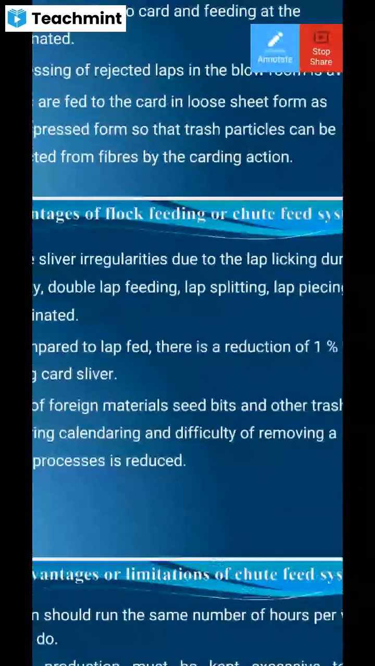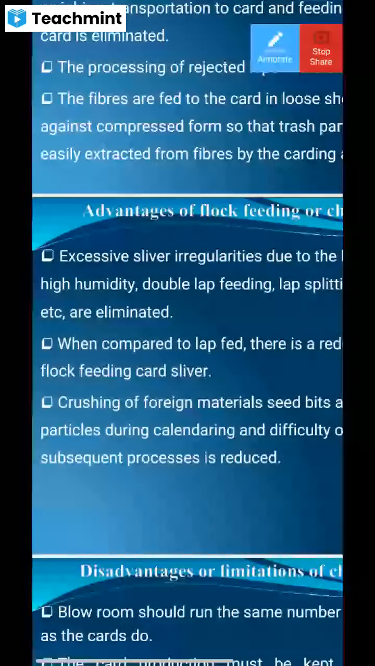Lap splitting. Splitting means what? The lap is split into two parts. So one part is heavy, the other part is lighter or finer. So irregularities may arise. So lap splitting is one of the faults. And lap piecing, etc. Lap piecing means, suppose the lap breaks, it creates some irregularity. Again, we do piecing. During the time of lap break, thin places are created. During the time of lap piecing, thick places may be created.